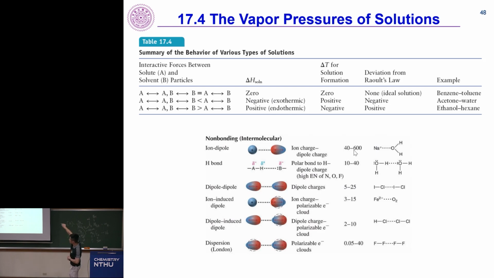And negative deviation when you have an exothermic mixing, right? When you mix these two liquids together and the solution becomes hotter, that is when you are going to have a deviation from Raoult's law. That is negative deviation. The vapor pressure you measure is actually lower than what you expect from Raoult's law. Why? Because the interaction of liquid AA and liquid BB is weaker than that of the solution AB, right?